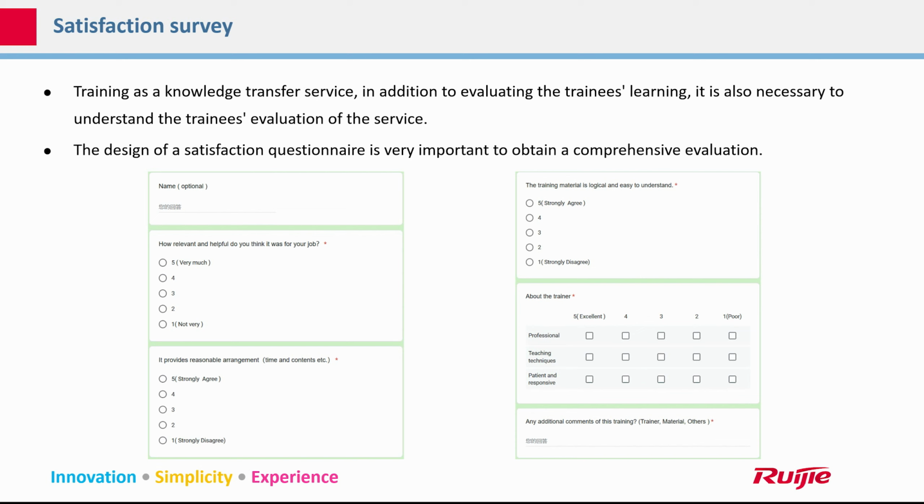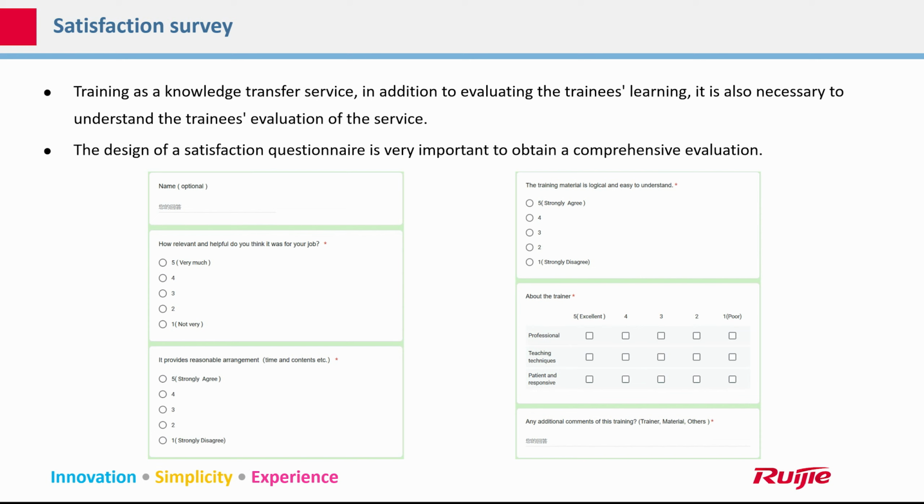The next is whether the training material is logical and easy to understand. Obviously, this is an evaluation of the training materials. And the last point is about the trainers, and the trainees should give some feedback.